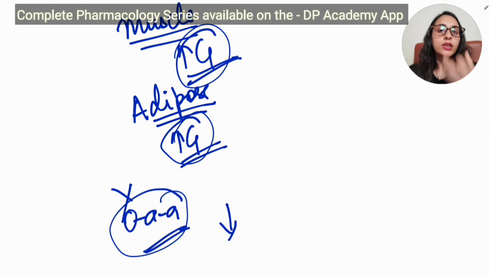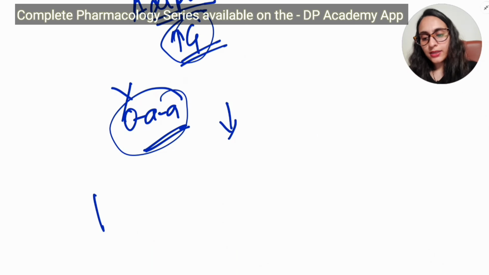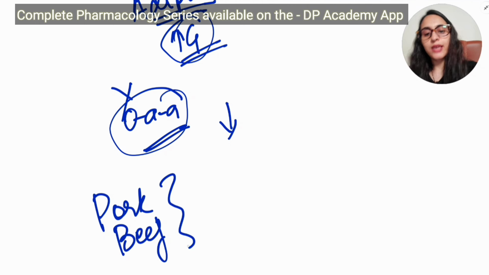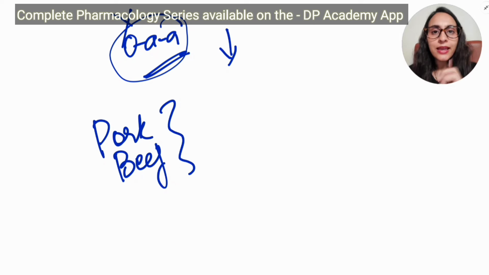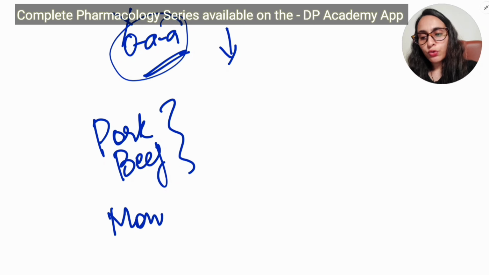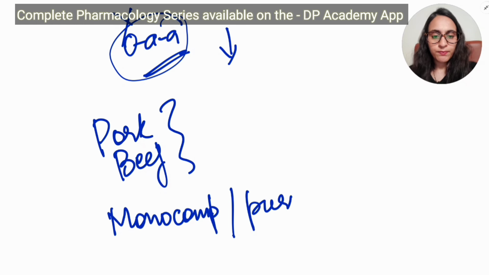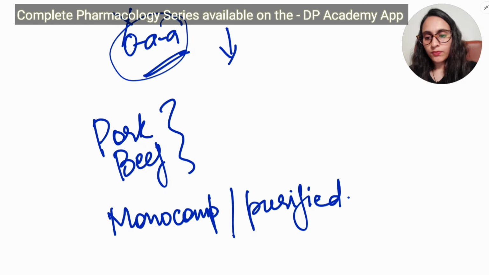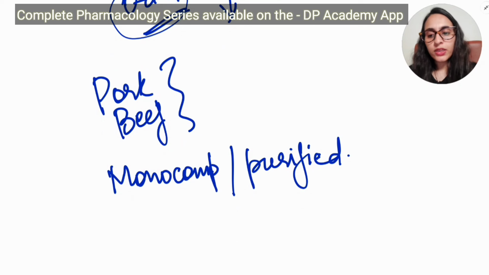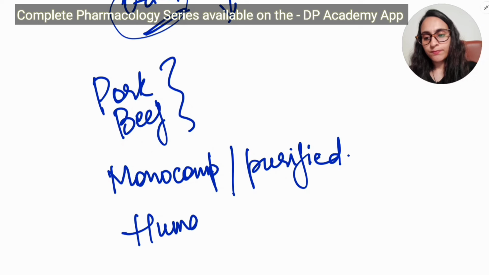From where is this insulin coming? What is the source of the insulin? It is either coming from pork or from beef, but in both cases, the adverse effect of this insulin is an allergic reaction that can be seen in the person. So we have come up with a less allergic insulin, which is a monocomponent insulin, or purified insulin. We have also come up with a recombinant DNA technology insulin that is known as human insulin.